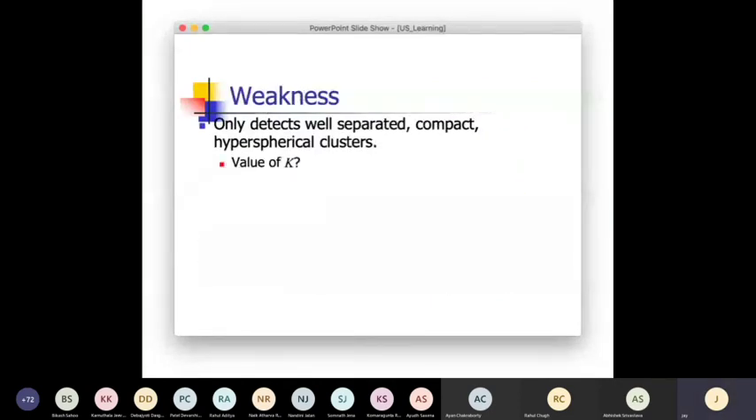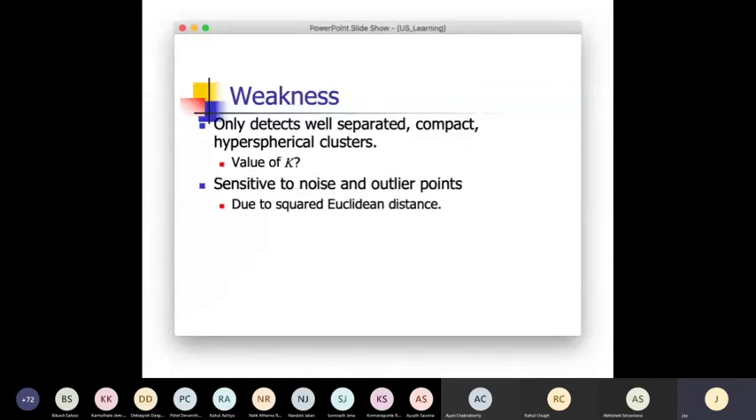The value of k is required, and it is also sensitive to noise and outlier points, because you are using the squared Euclidean distance, and each point is contributing to that. So the outlier points, at a larger distance, will have a strong effect, because if I move towards the outlier points, I am trying to get a reduction in my error function.